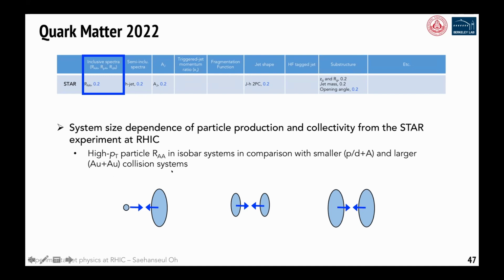and larger collision systems. So this is the main part that we are showing, but along with the p+Au and gold-gold collisions. It's a smaller system, and how RAA changes compared to these two systems. That's the one thing that we are showing.